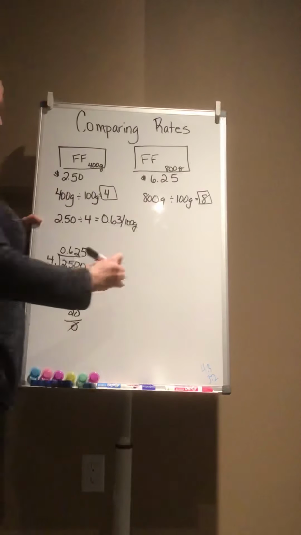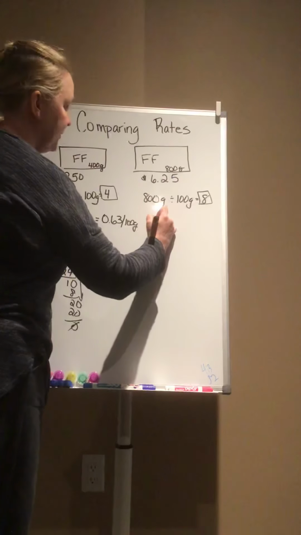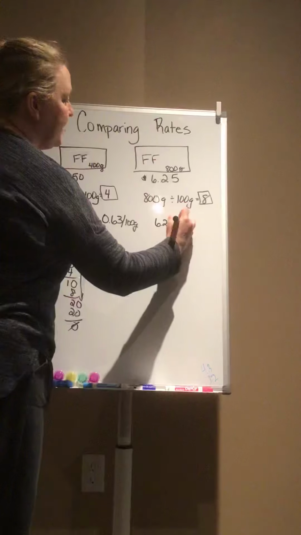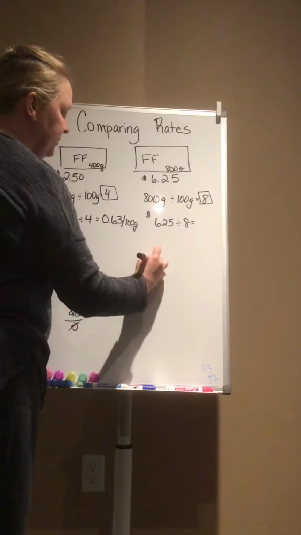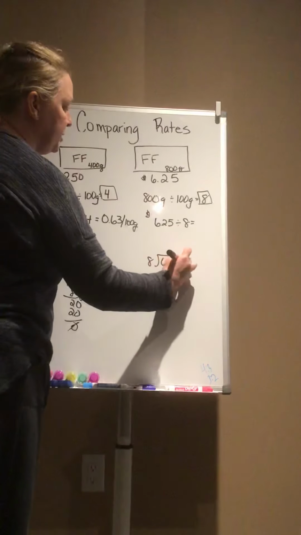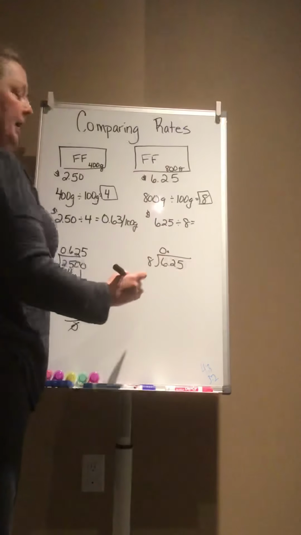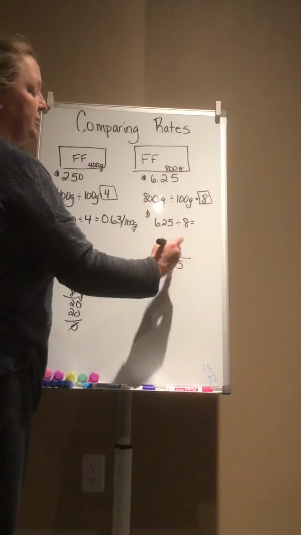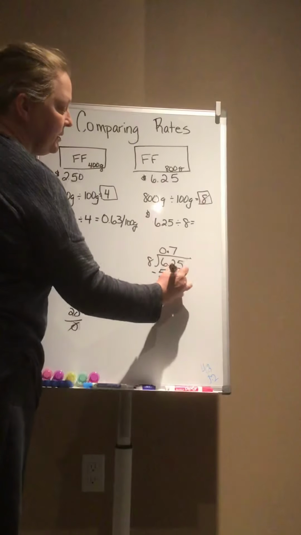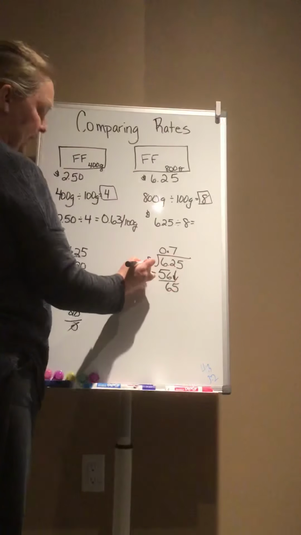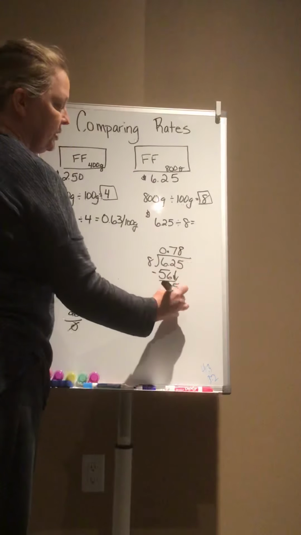Now let's try it with the next one. We have 625 divided by 8. So again, my long division, 6.25. 8 does not go into 6. Put my decimal in. 8 goes into 62 7 times, which is 56. When I subtract, I get 6. I bring down the 5. 8 goes into 65 8 times, which is 64.